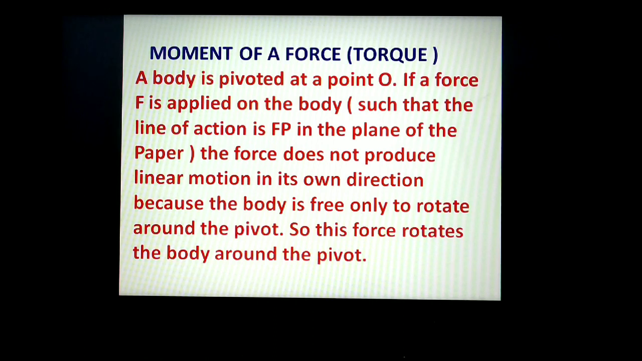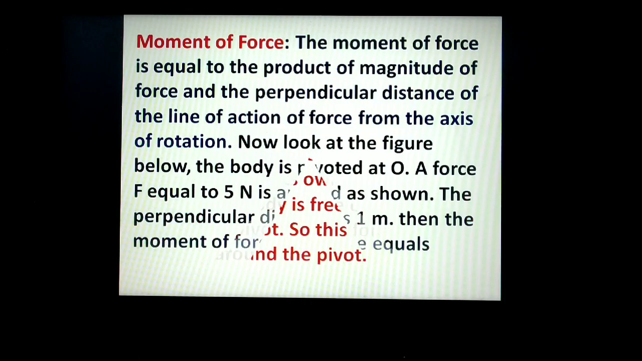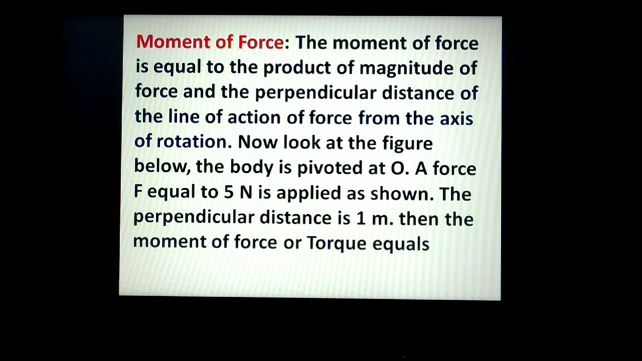A body is pivoted at a point O. If a force F is applied on the body such that the line of action is Fp in the plane of the paper, the force does not produce linear motion in its own direction because the body is free only to rotate around the pivot. So this force rotates the body around the pivot. Moment of force: the moment of force is equal to the product of magnitude of force and the perpendicular distance of the line of action of force from the axis of rotation.